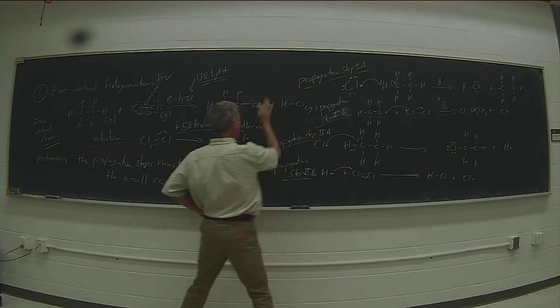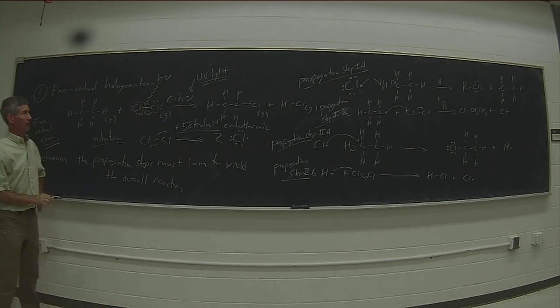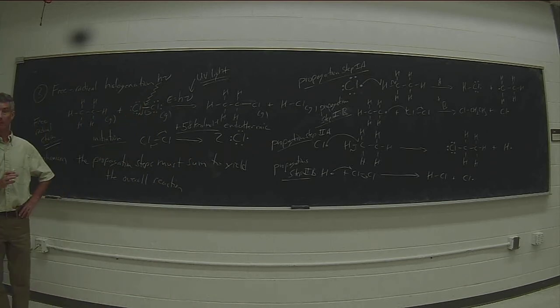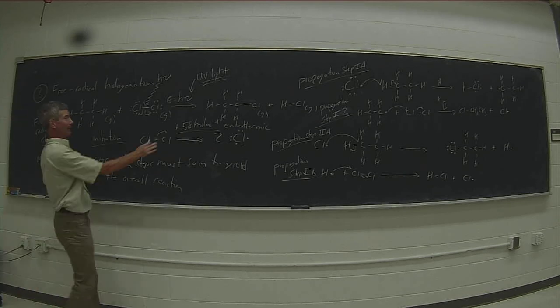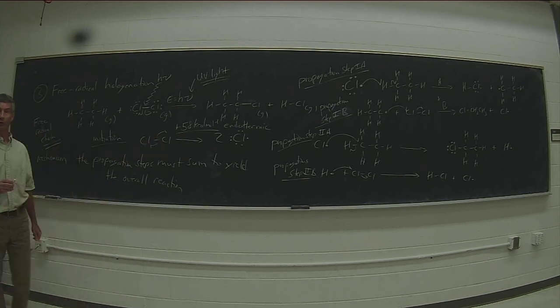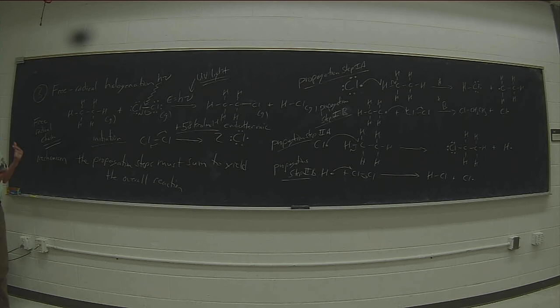But you'll notice that these reactions, propagation step 1A and propagation step 1B, add up to the overall reaction without including the initiation step. So the initiation step is not part of the overall balanced equation, and this energy of 58 kilocalories per mole that we put in initially to break that chlorine-chlorine bond isn't part of the enthalpy of the overall reaction.